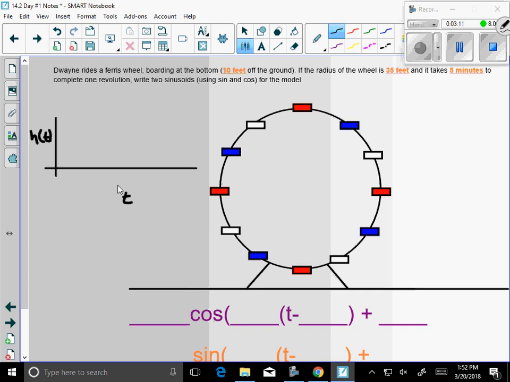So at time 0, how high off the ground would you be? 10 feet, okay, 10. At time 5 minutes, this is in minutes, at time 5, what would your height be? 10 feet. I'm back to that spot where I'm going to get off of the ride and hopefully go get some protein powder cotton candy with Dwayne. Okay, so halfway through, at 5/2 minutes, 2.5 minutes, what is my height?